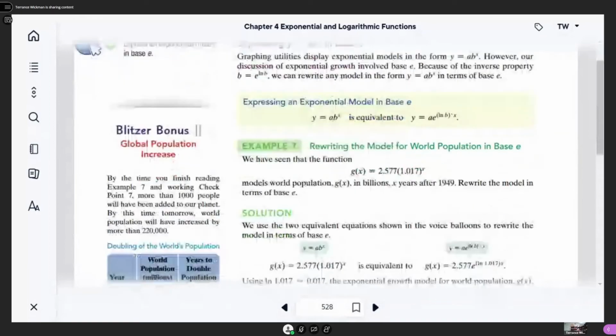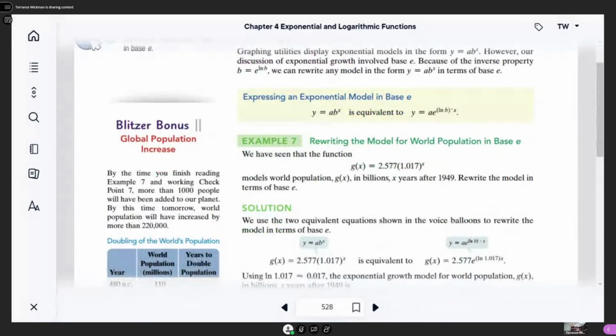Now, this is the last problem. You can write this problem in g of x form here. This is an exponential form. Or we can write it in base e. You will get the exact same answer. And I want to prove that to you.